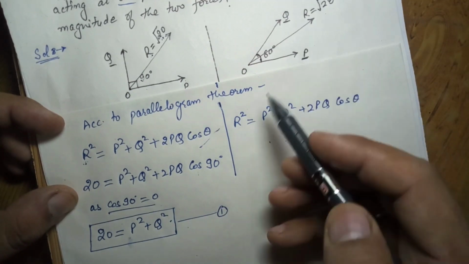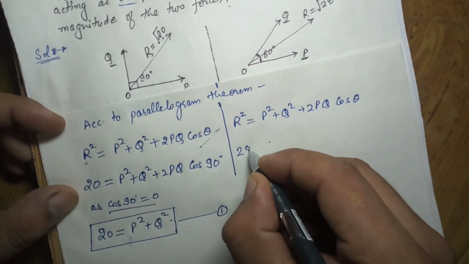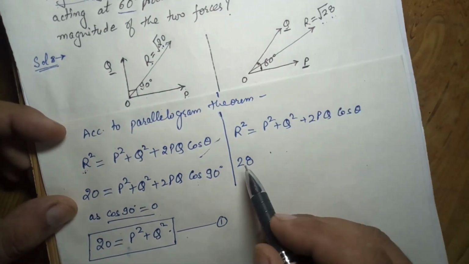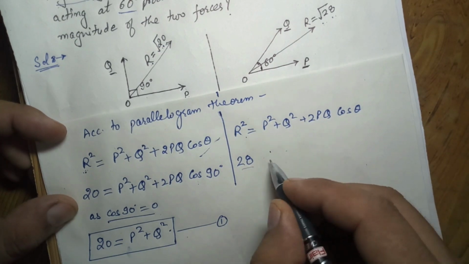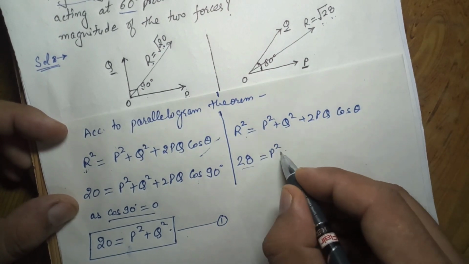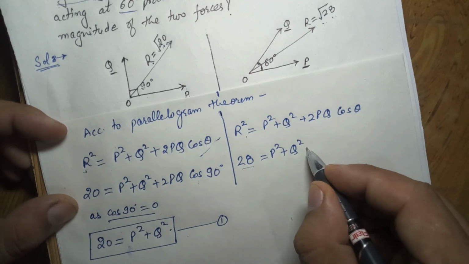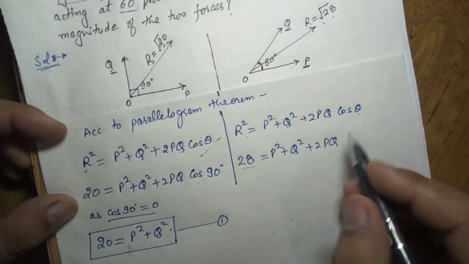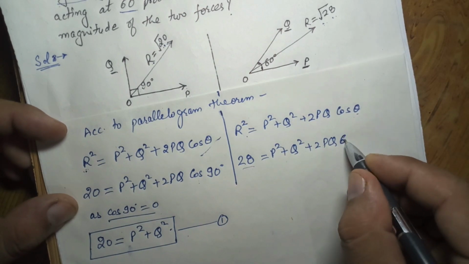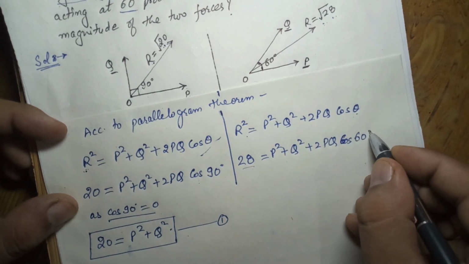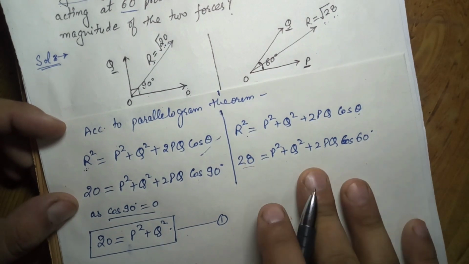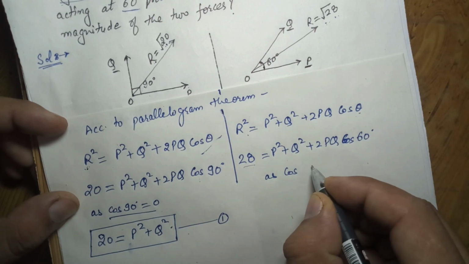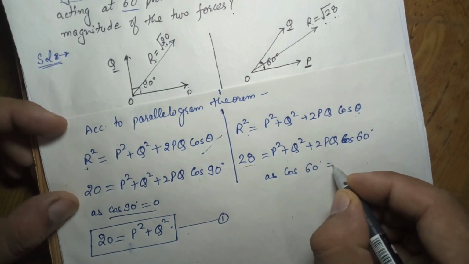Now we fill the values, that is 28. Again I'm telling, this is under root 28, R is under root 28. So here R square will be only 28, equal to P square plus Q square plus 2PQ cos theta. Now theta is given here, 60 degrees. So cos 60 degrees, right? Now we know the value of cos 60 is 1 by 2.